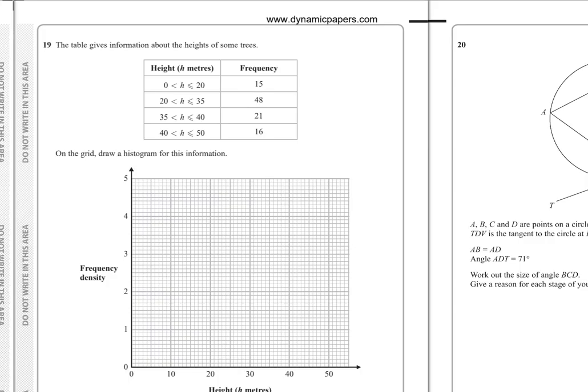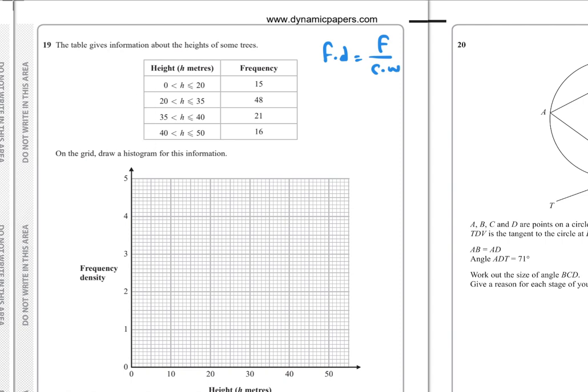Number 19, the table gives information about the heights of some trees. On the grid, draw a histogram for this information. To draw a histogram, you need to find the frequency density for each group. Frequency density equals frequency over class width. So you can find the class width for each group.